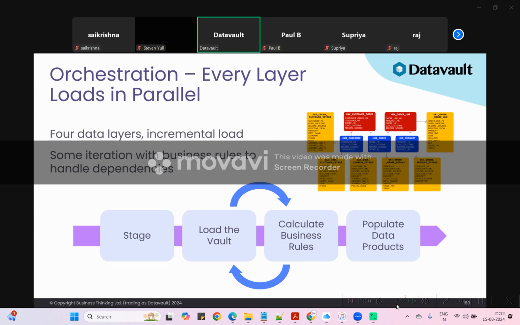Now, if I'm running a data set load, I'm going to have to do some orchestration in here. And I've mentioned here that I can do parallel load.